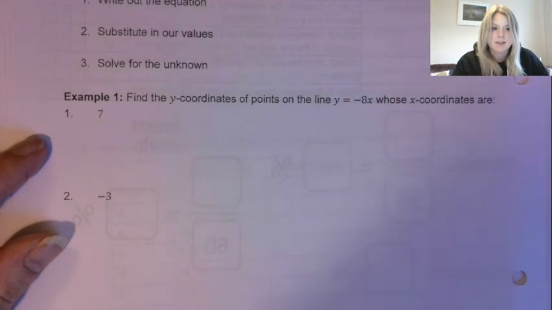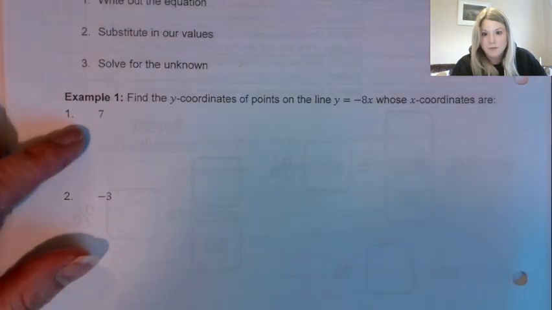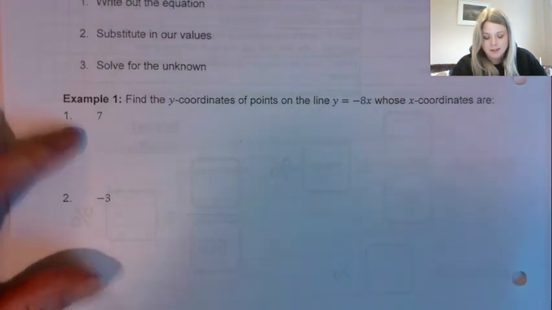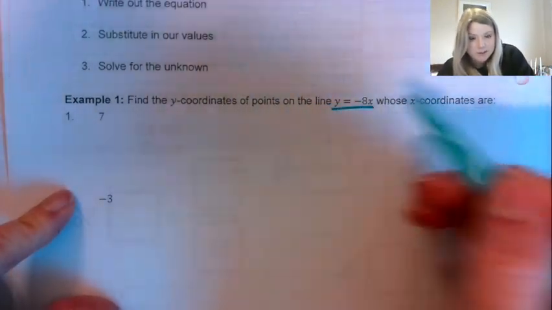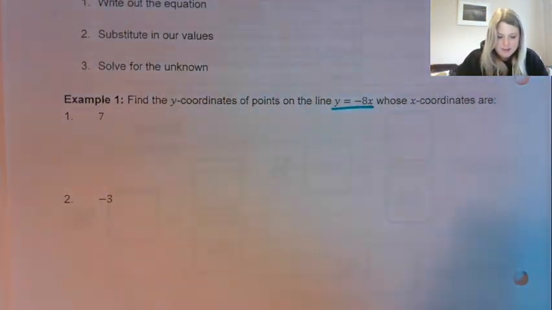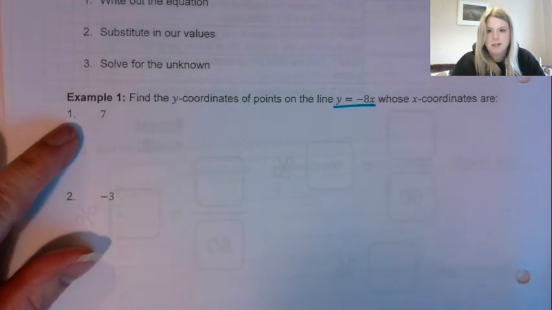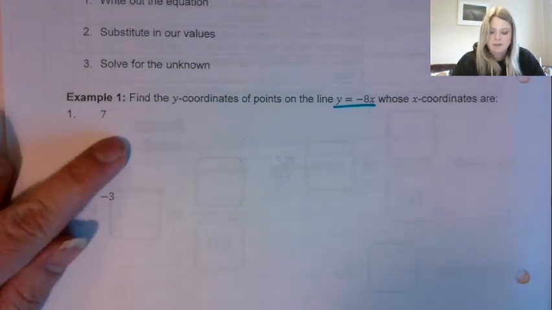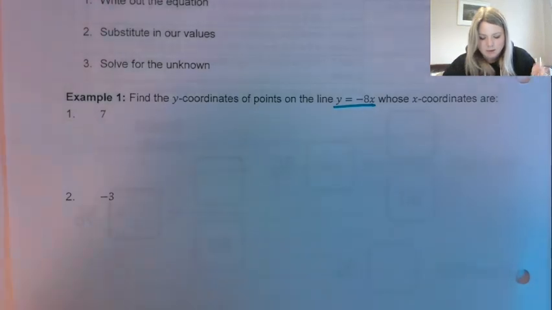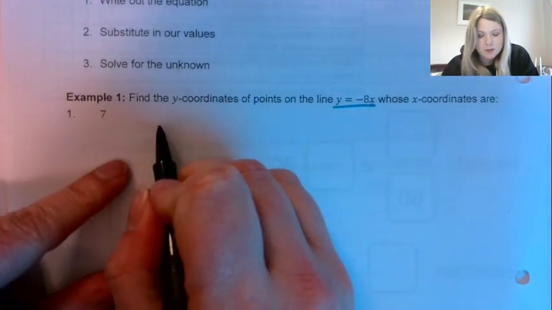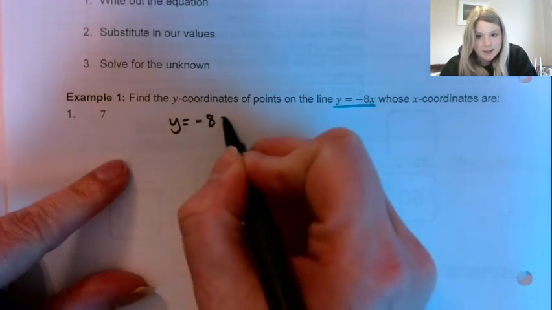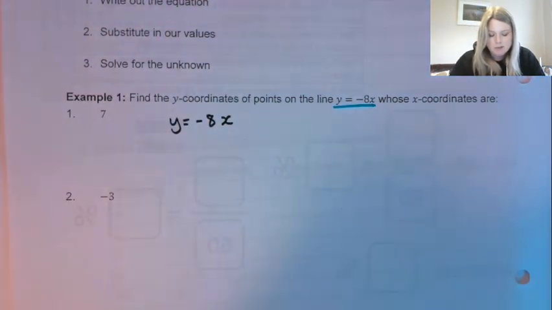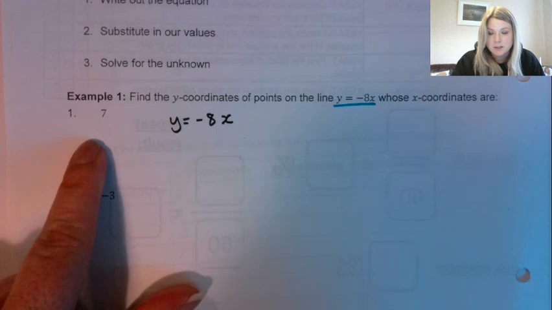So let's look at these examples here. So find the y coordinates of points on the line y equals minus 8x. So this is the equation of the line, like I was talking about earlier. And then it's given us the x coordinates. So it's told us here that x is 7, and we have to find what the y coordinate is. So always start by writing out your equation. So y equals minus 8x. And then we've been told the x coordinate is 7.